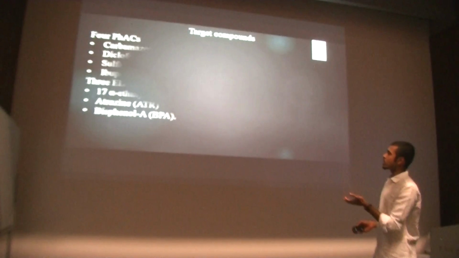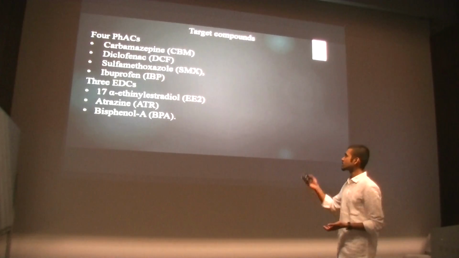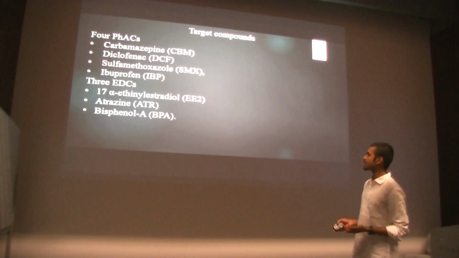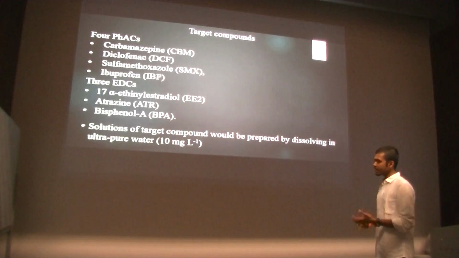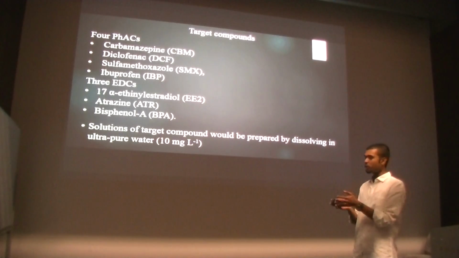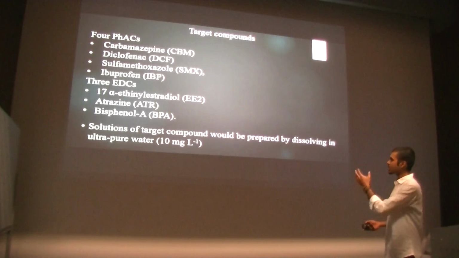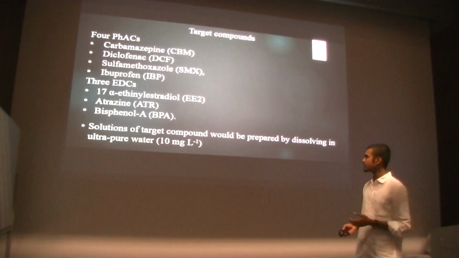These are the target compounds that I am using in the analysis of my study: 4 PHACs and 3 EDCs basically. These compounds will be dissolved in ultra pure water at a concentration of 10 milligram per liter. Batch experiments will be conducted using 100 ml glass conical flasks.